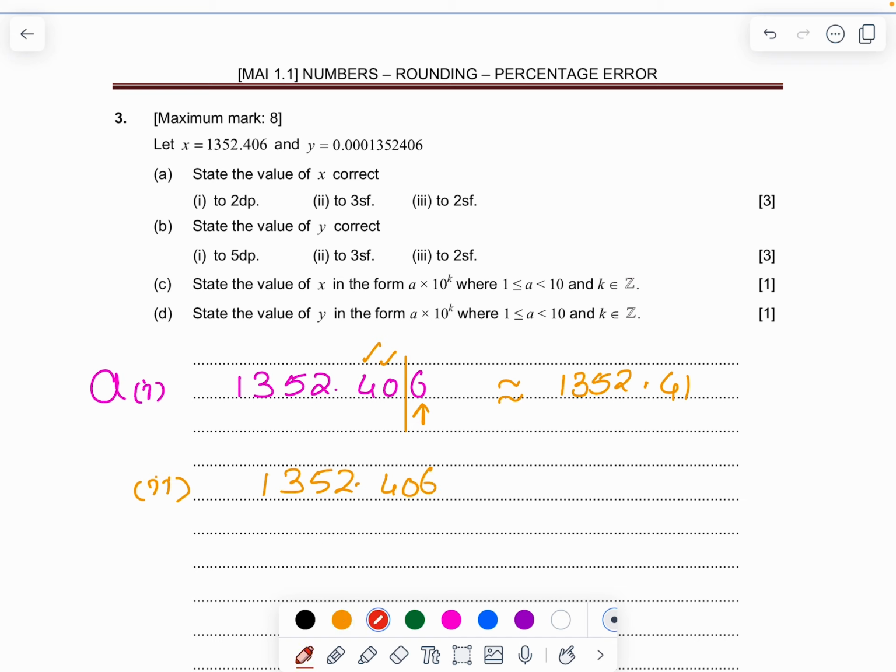Now coming to the second part, to three significant figures. 1352.406 to three significant figures. So what is that? This is the first significant figure, second significant figure, third significant figure. So draw a line, and this number is less than 5. So what am I going to write? 1350.